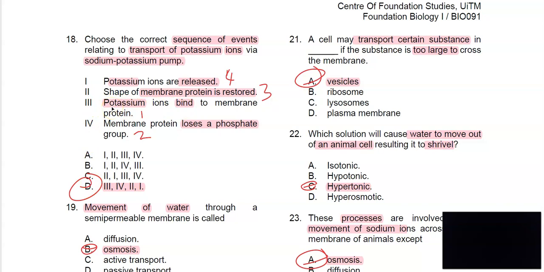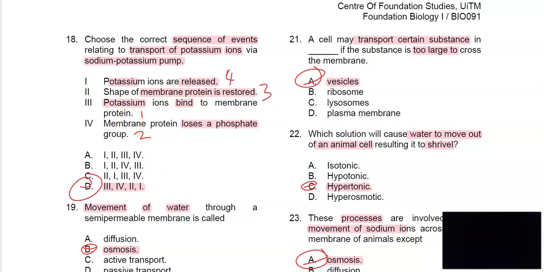Firstly, potassium ion will bind to the membrane protein. The membrane protein involved here is of type carrier protein, which is the sodium potassium pump. It is a carrier protein, where the protein will expose the binding site of potassium to the extracellular fluid site. Okay, so potassium will bind to the membrane protein.